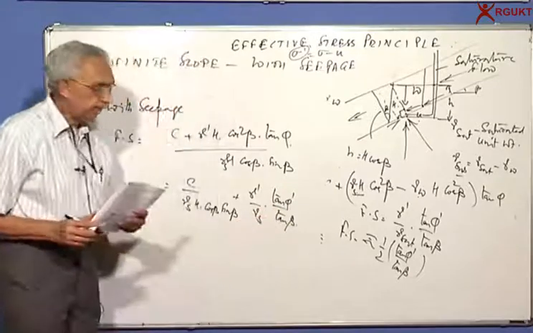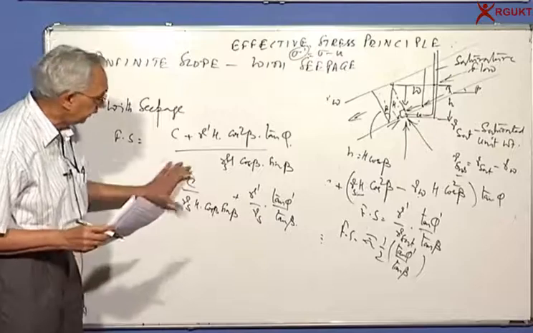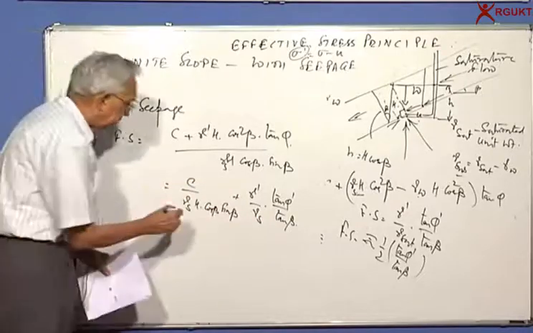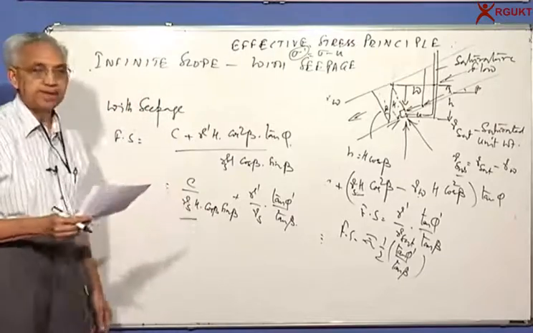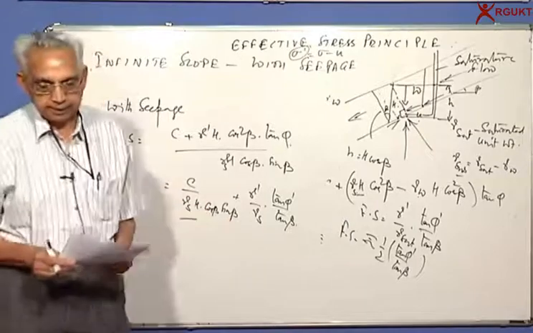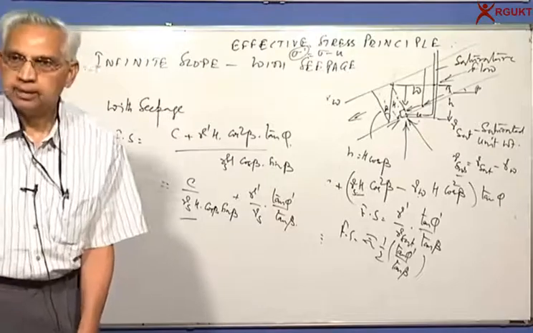So if the soil has cohesion, the slope is likely to be stable. If there is no cohesion, the chances are it may fail. So please note that this is how you can easily figure out what will be the factor of safety in case of slopes with seepage or slope saturated ones.